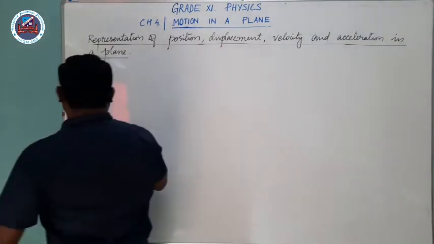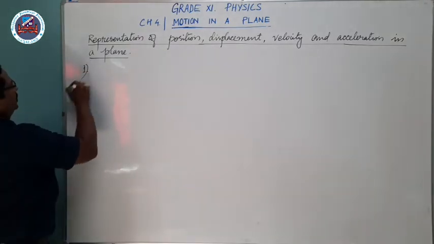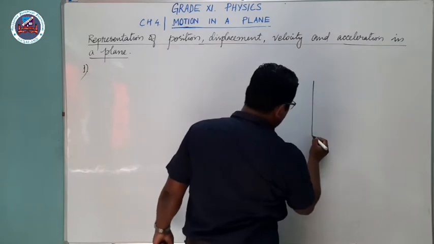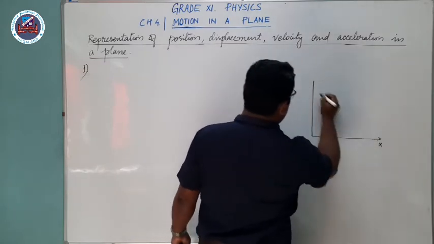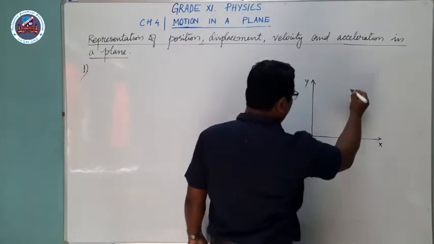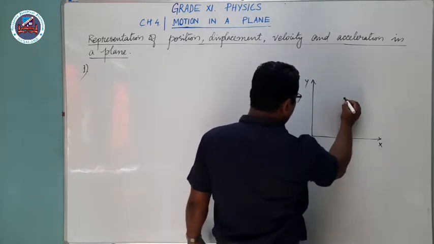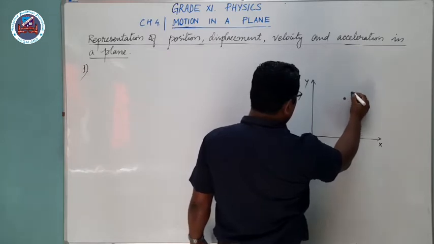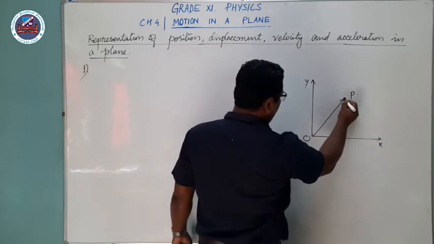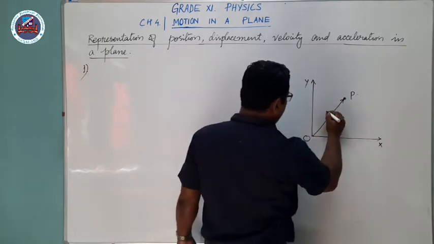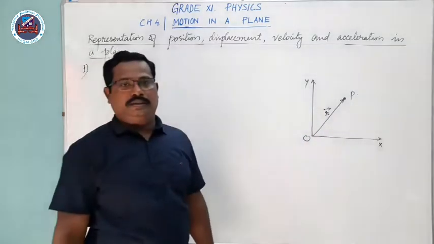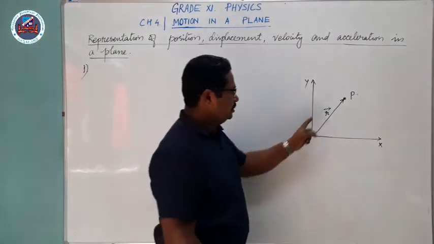First of all, let us discuss how to represent position. Suppose this is the x-axis, this is the y-axis, and this is the origin. A line drawn from the origin to the point where the particle is. Suppose this is the position of the particle P. Then the line drawn from the origin up to this point P, we call it the position vector and we write it as R vector.